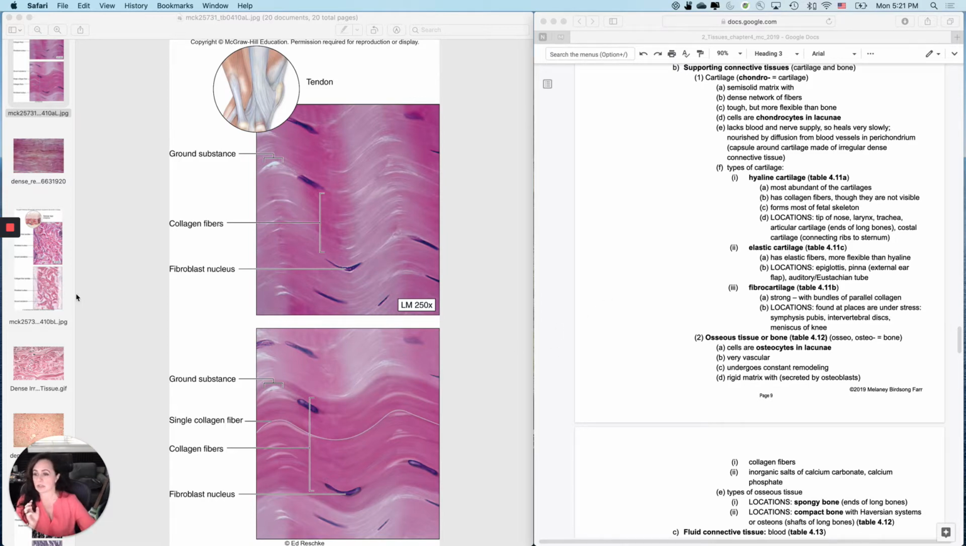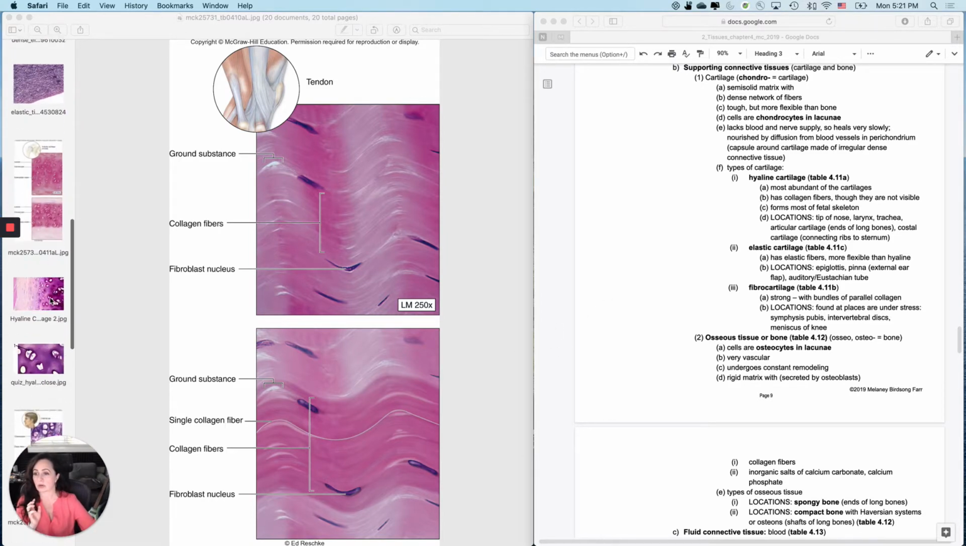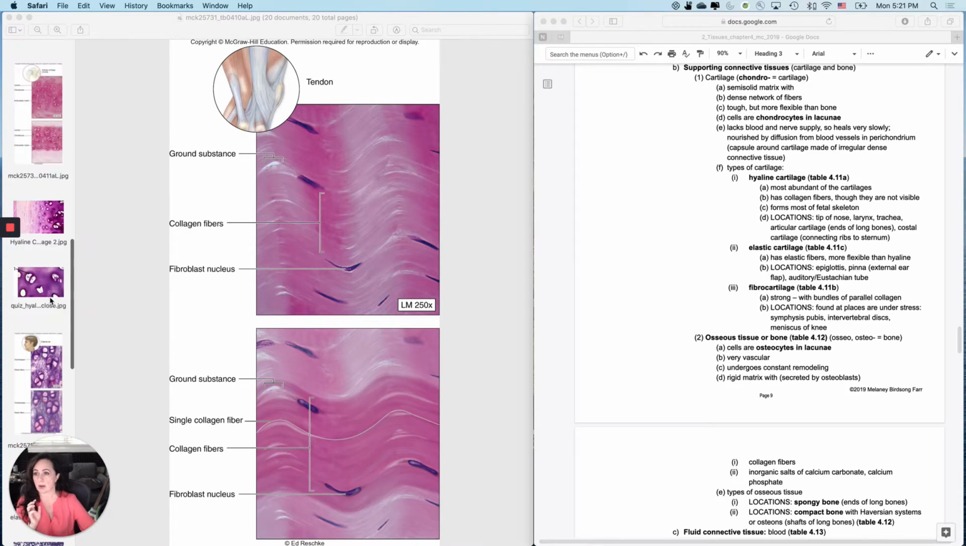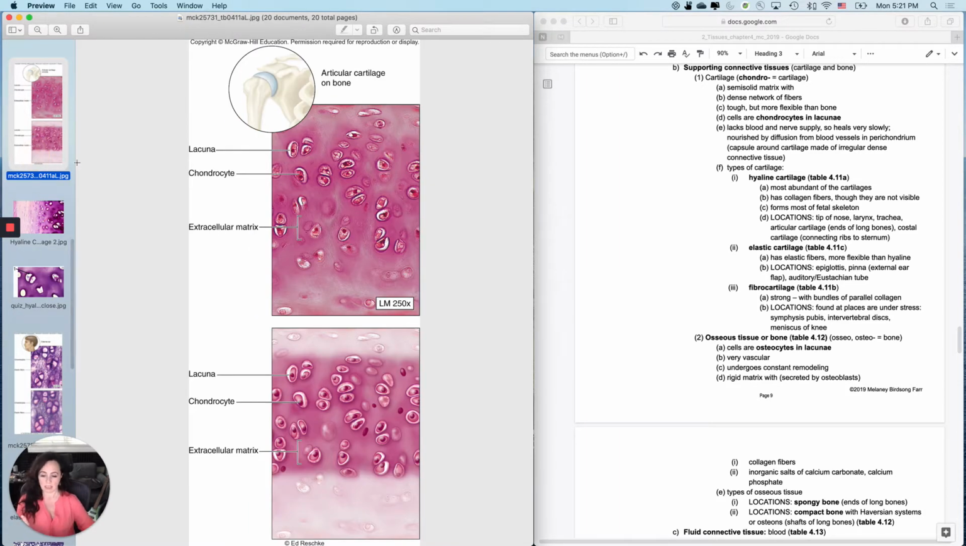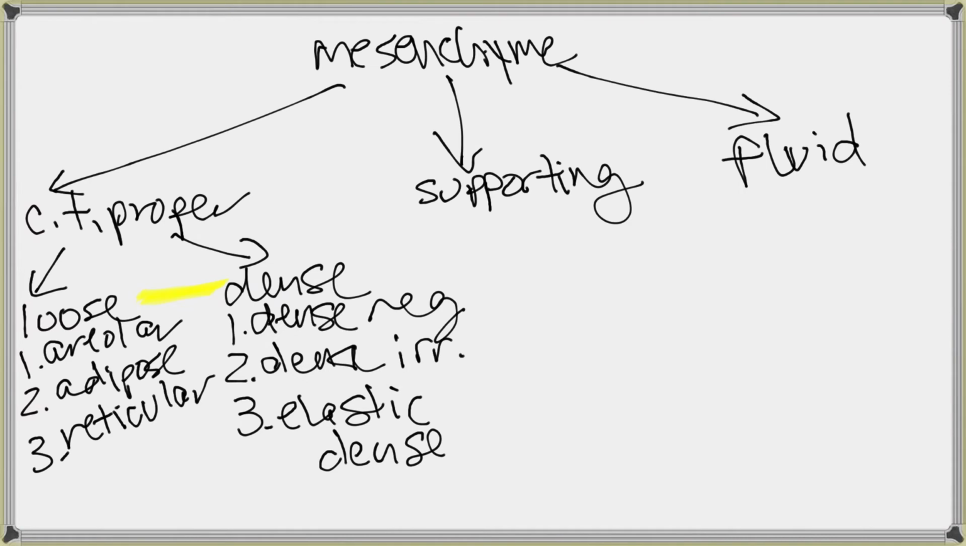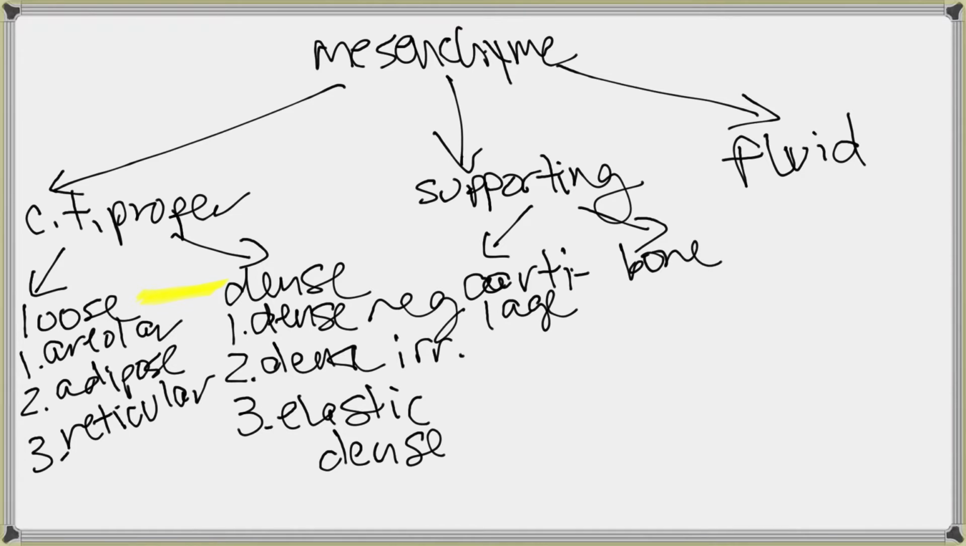So let's start talking about cartilage and bone. All right, first off, let us revisit our organization, and let's just go ahead and continue our organization. So with the supporting connective tissues, which is where we are now, you have cartilage, C-A-R-T-I-L-A-G-E, and then you have bone. Okay, I'm just going to write all of these down now so that we can be finished with this whiteboard.